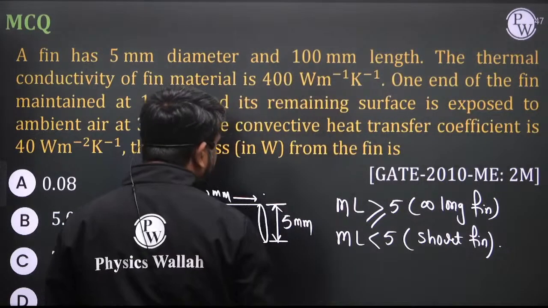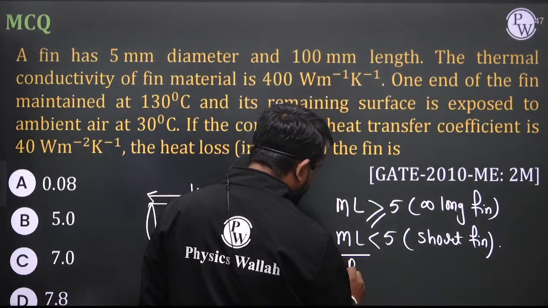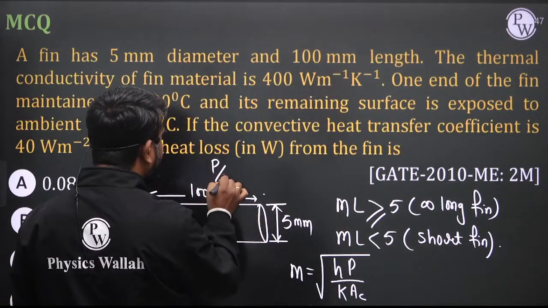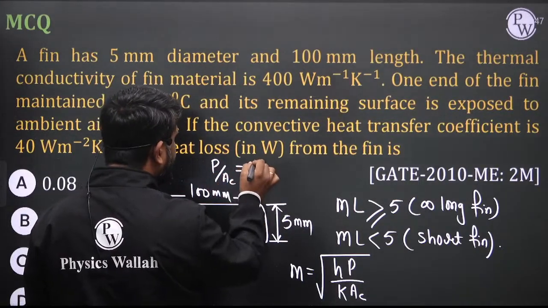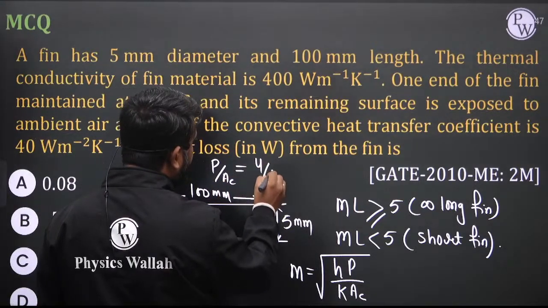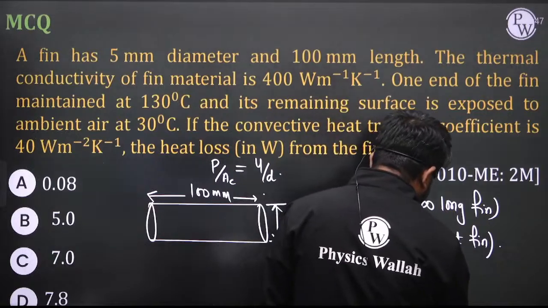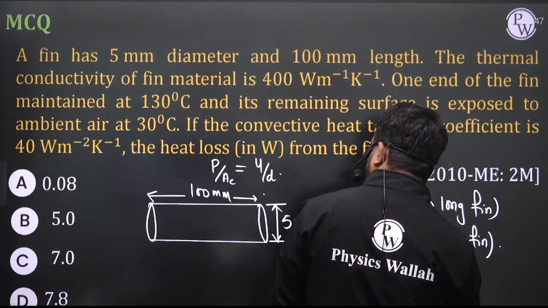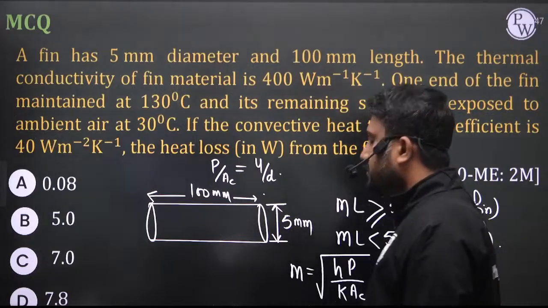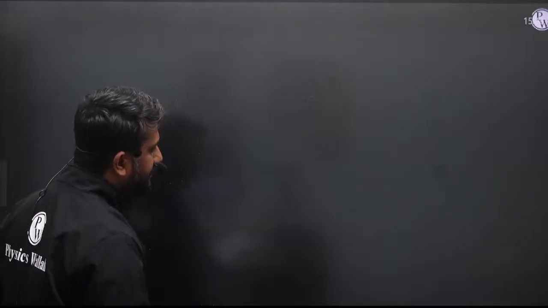Now calculate m into L. So what is the m? That m is root over hP by kAc. And what is P by Ac? This is a pin fin, so simply P is pi into D, and Ac is pi by 4 D square. So P by Ac is 4 by D. So simply we can write m is root over 4h upon kD. So find out m into L.